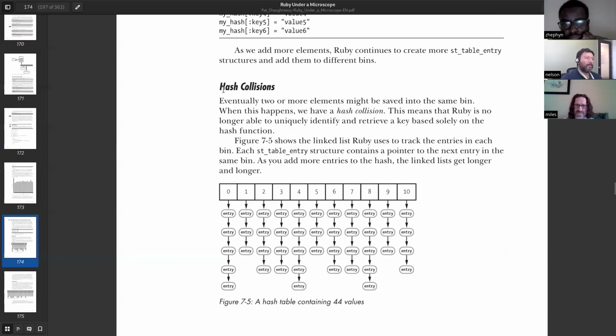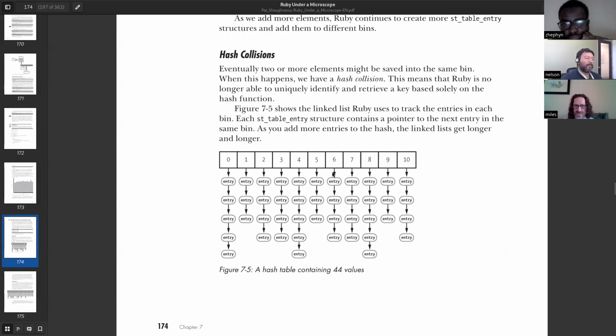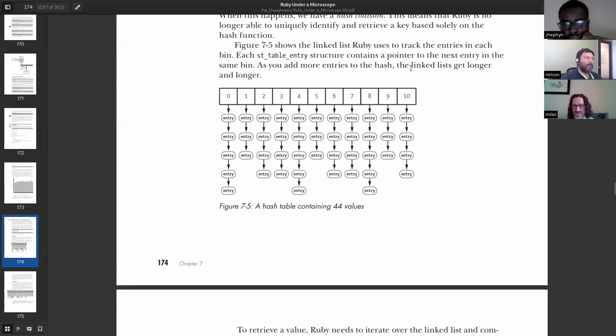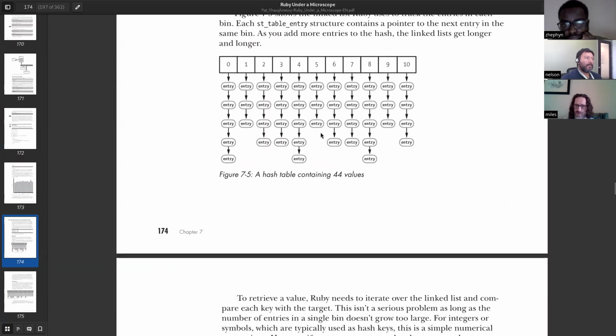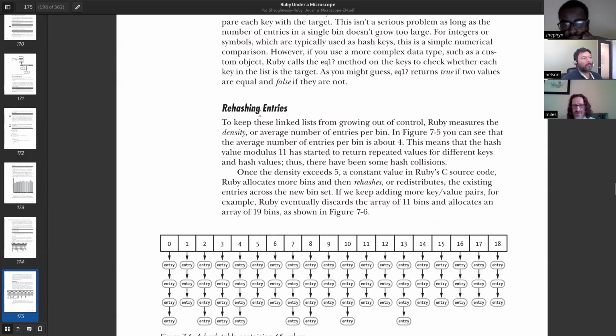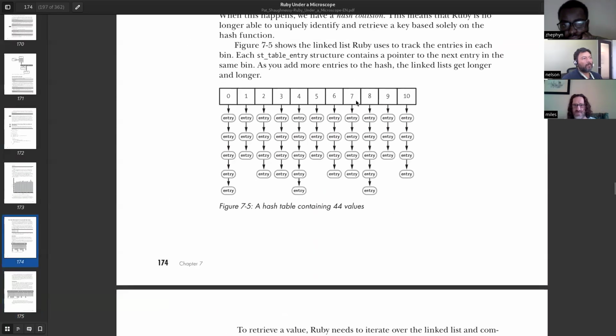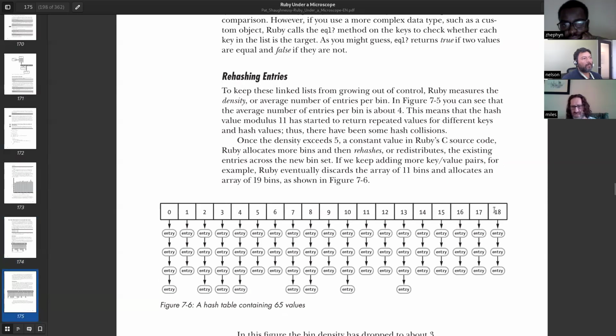So he's talking about hash collisions at this point. He's mentioning these linked lists get longer and longer because he's leading up to the point where, for performance reasons, we want to expand the hash and increase the number of bins. He's referring to that as rehashing. So up here we had 11 bins, and then down here we have, I guess, 19.